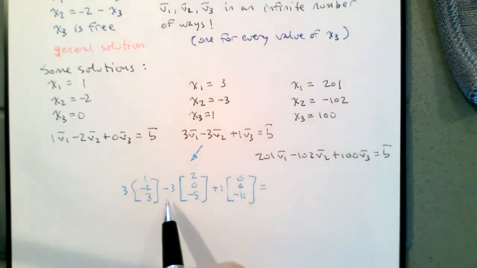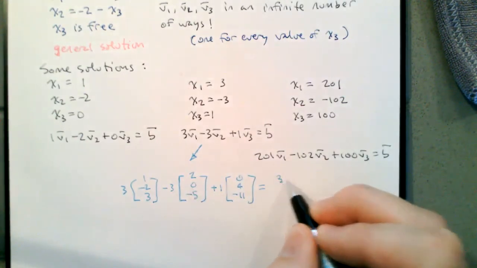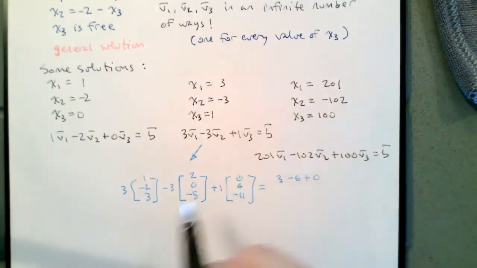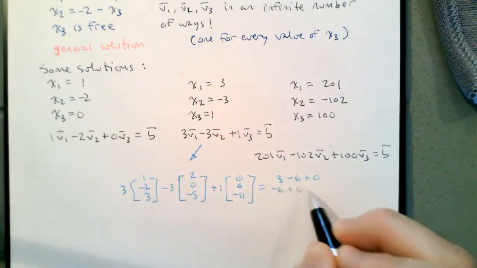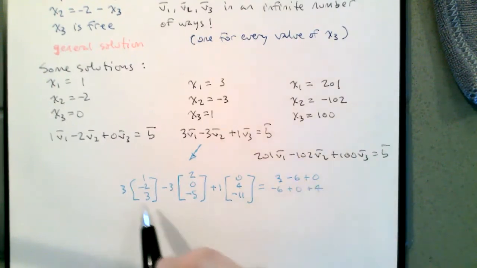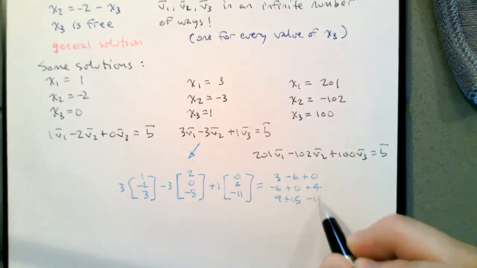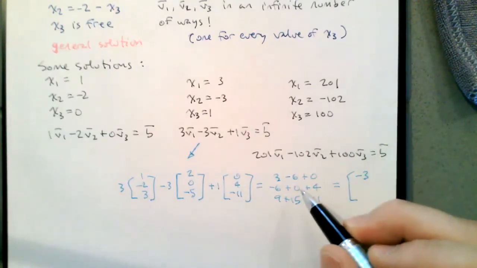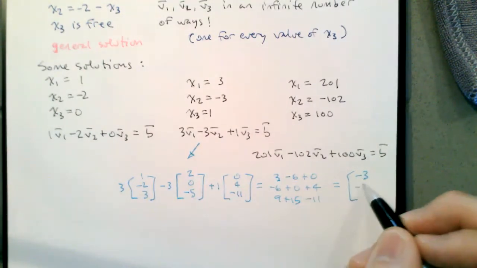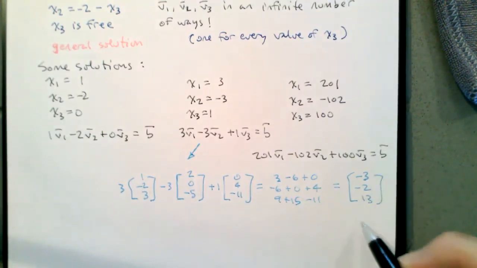Let's see, I get 3 minus 6 plus 0. Then I get -6 plus 0 plus 4. And then 9 plus 15 minus 11. So 3 minus 6 is -3. -6 plus 4 is -2, and 9 and 15 minus 11 is 13. So it works.